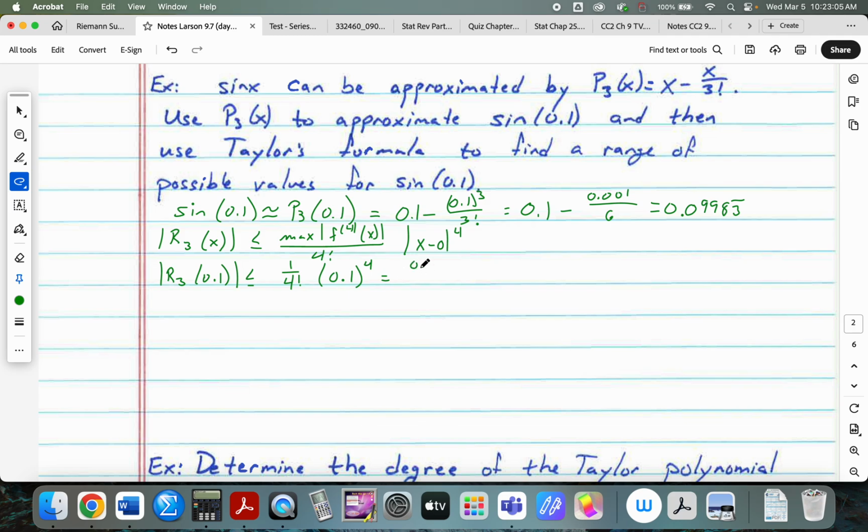So that's 0.0001 over 4 factorial, which is 24. And that, 0.0001 divided by 24, is tiny. 0.0000416 repeating.